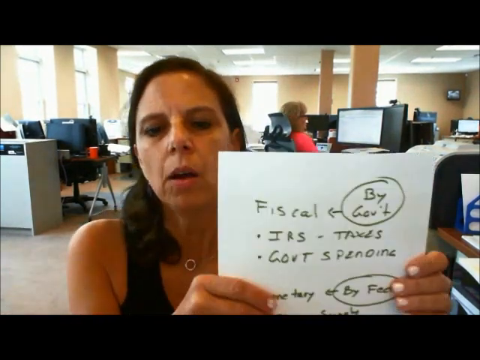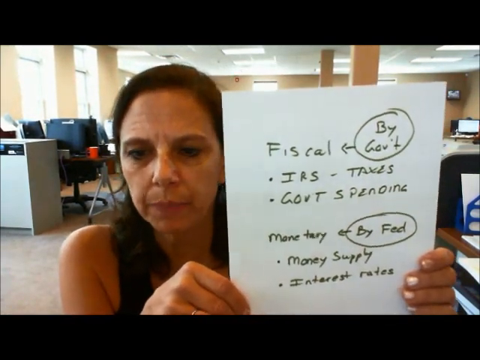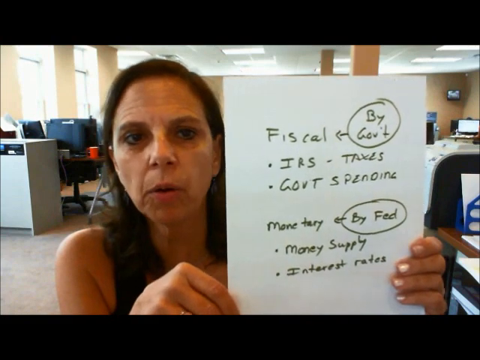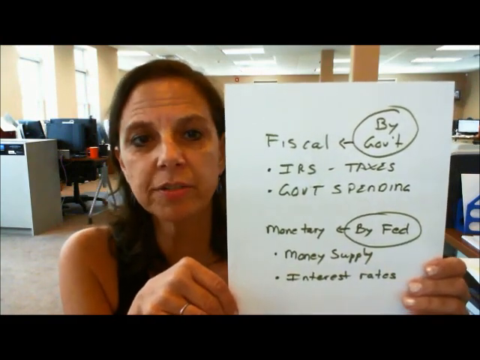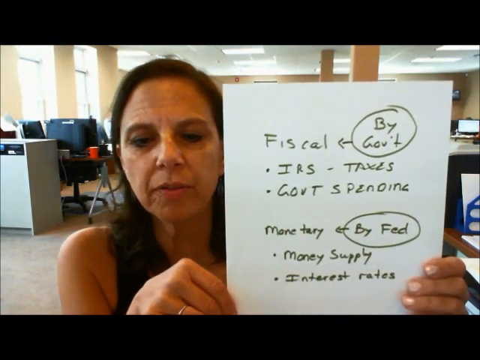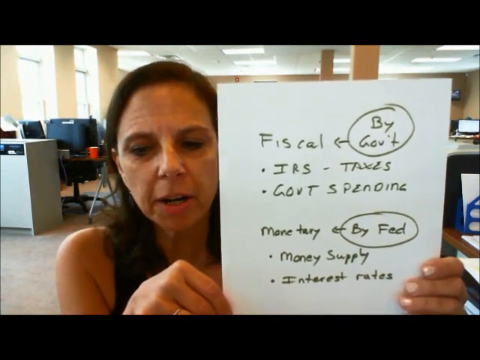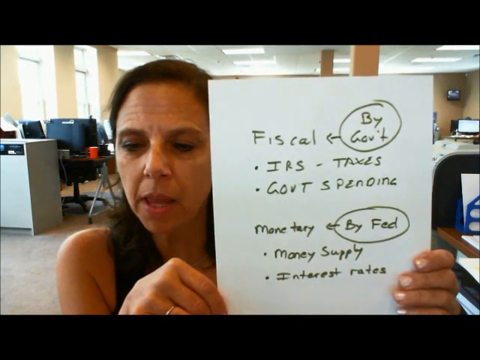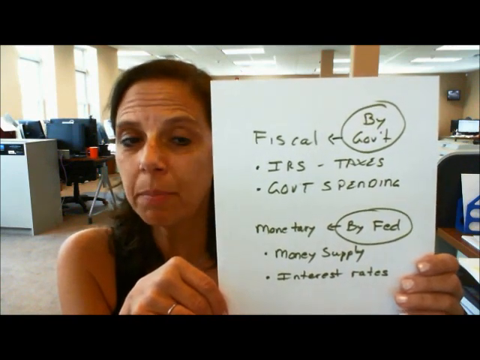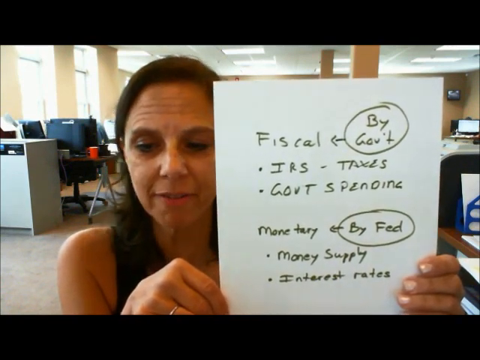Okay. What is fiscal policy and how does it work? What about the same question for monetary policy? Well, fiscal policy is government's use of taxing and spending to affect the economy, and it's done by the government. Monetary policy is the management of the money supply and interest rates, but it's done by the Federal Reserve Bank, also known as the Fed.